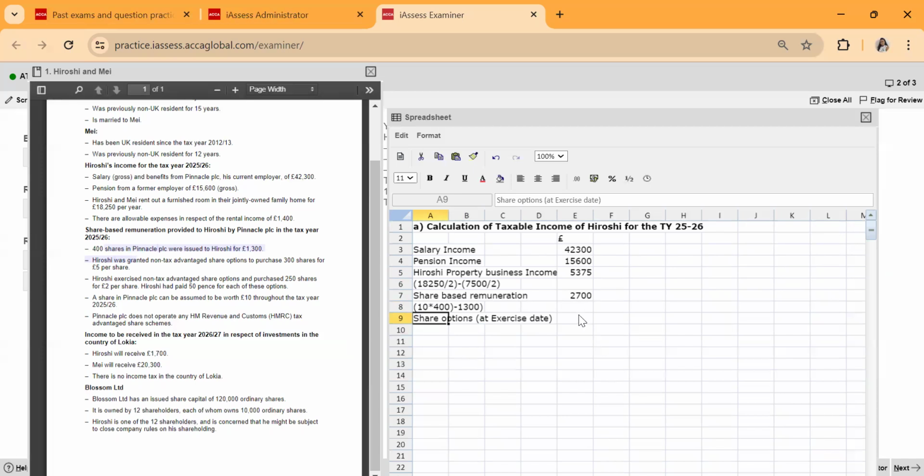Okay. So now what will be the income that will be taken on the exercise date? So you have the exercise price. Exercise price is 2 per share. Right?